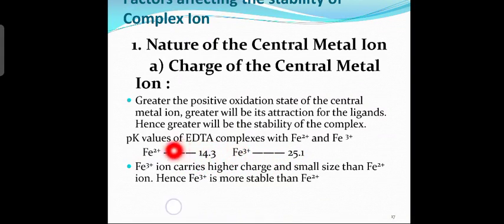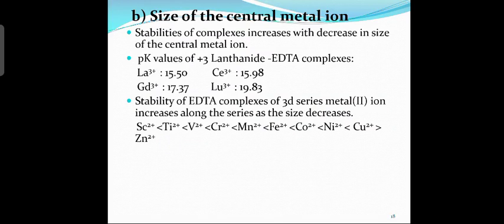You can see here, this is having plus 2 charge, this is having plus 3. Okay. So, ferric ion carries higher charge and small size. The charge high means it is having small size than Fe2 plus ion, hence Fe3 plus is more stable than Fe2 plus. Okay. Next slide.